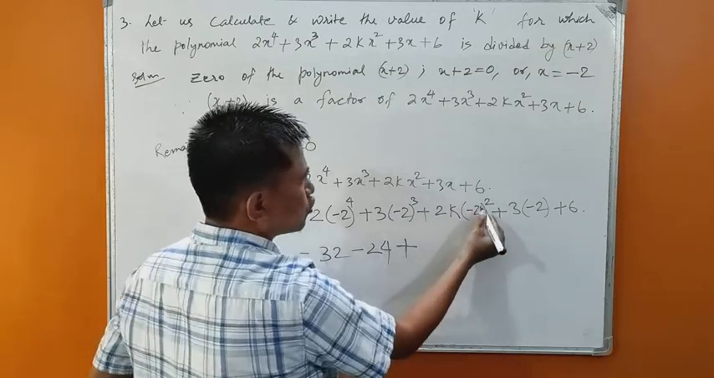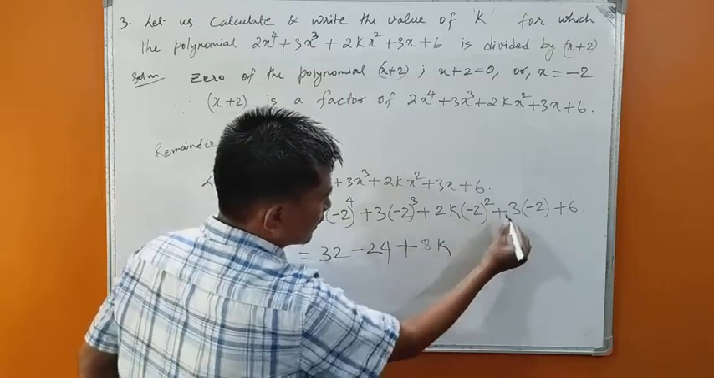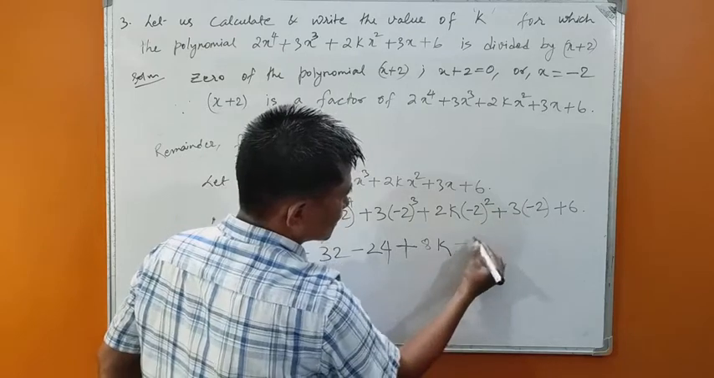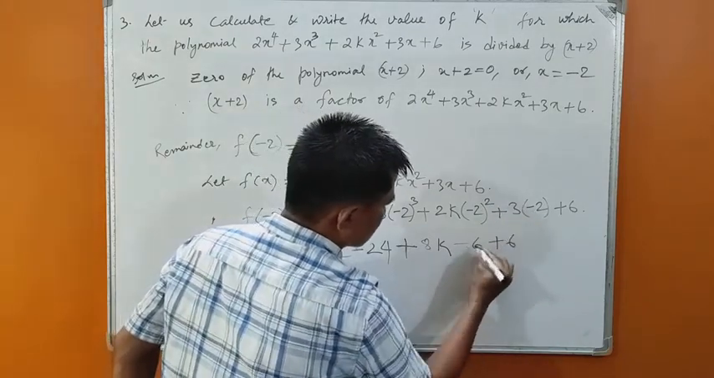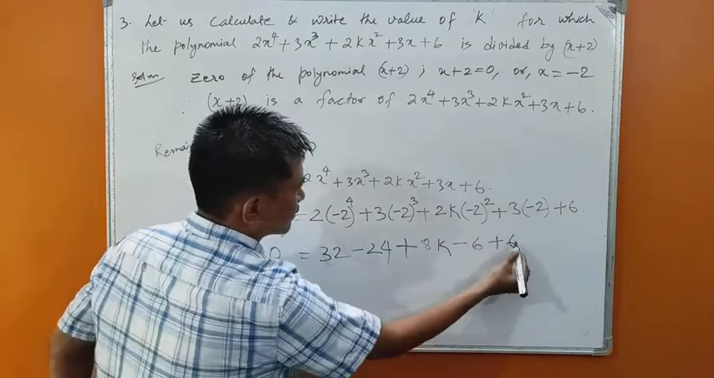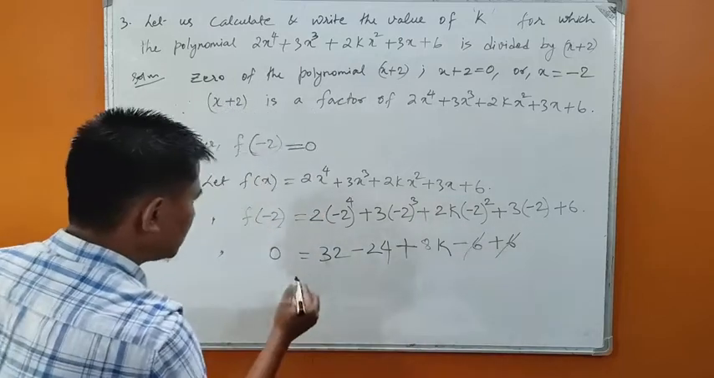Okay. Now 2 squared is 4. 4 2s are 8. 8k, isn't it? Now we have plus into minus is minus. 3 2s are 6. And we have plus 6. Okay. Minus 6 and plus 6 becomes 0. We can cancel here.